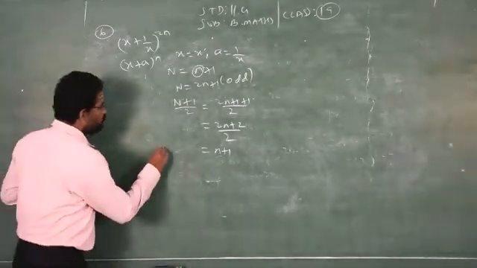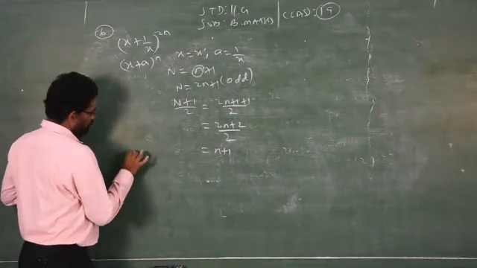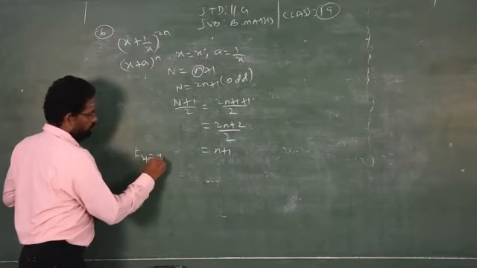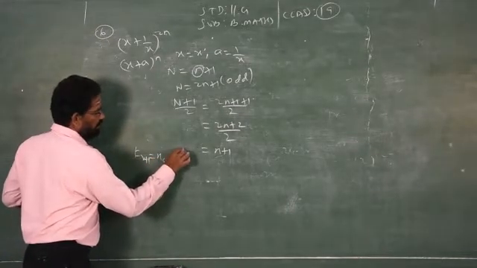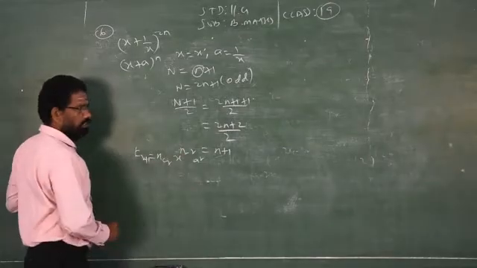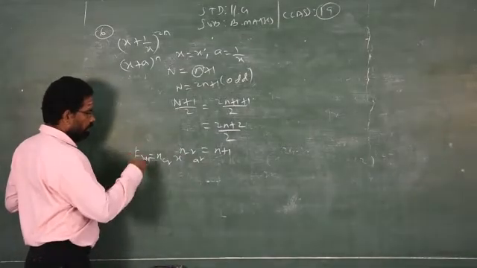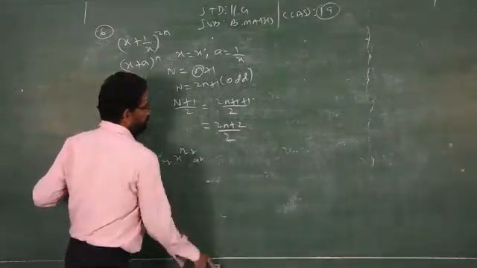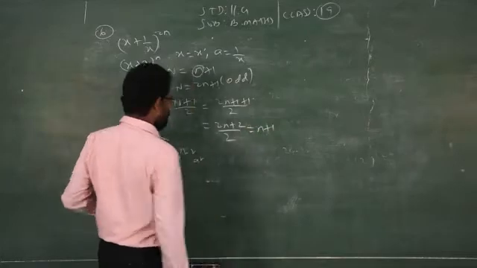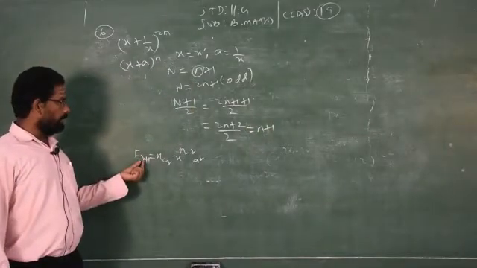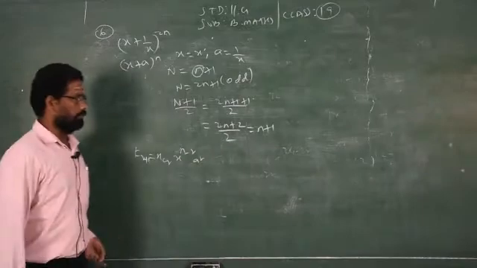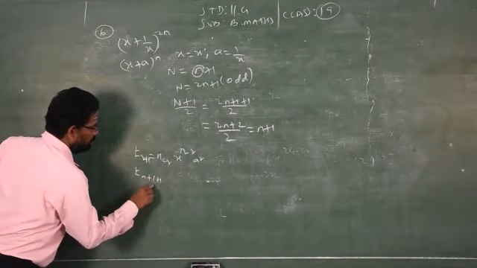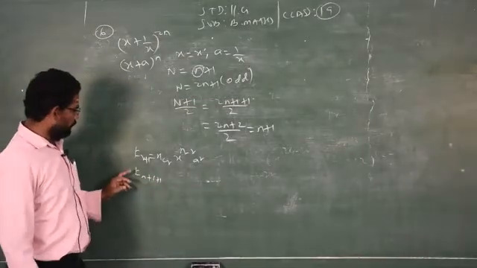This is the general formula. What is the general formula? T r plus 1 is equal to nCr x power n minus r a power r. This is the general formula. Clear? If in the general formula you replace r by n plus 1, I need only the n plus 1th term. If I replace r by n plus 1, then I get n plus 1 plus 1, that is 2. I will get T n plus 2.